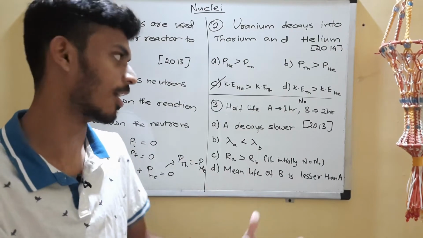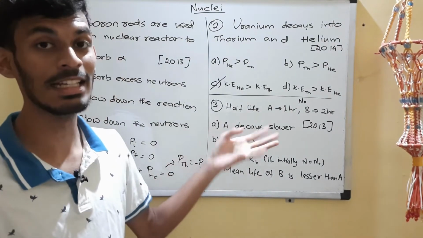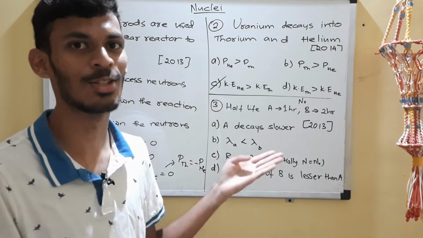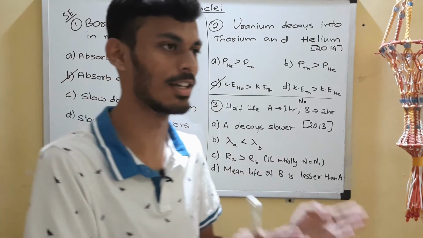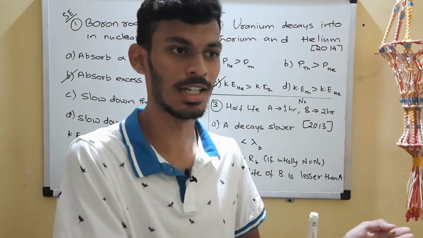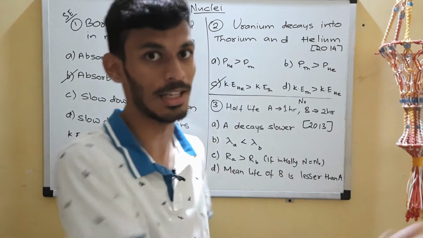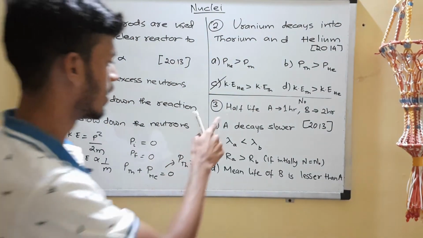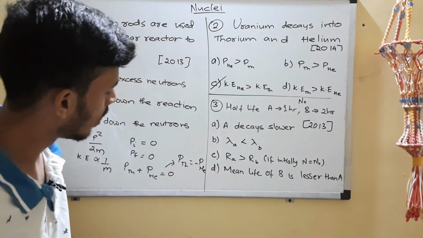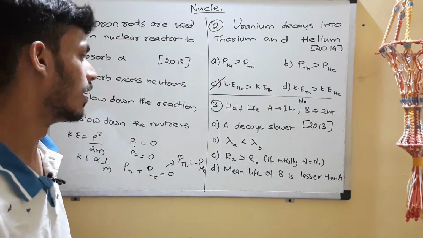1 extra hour. So basically A is decaying faster, right? It's not decaying slower, it's decaying faster. It gets to half of its concentration 1 hour faster than B, of course. So this is wrong. Now you are told about their decay constant.